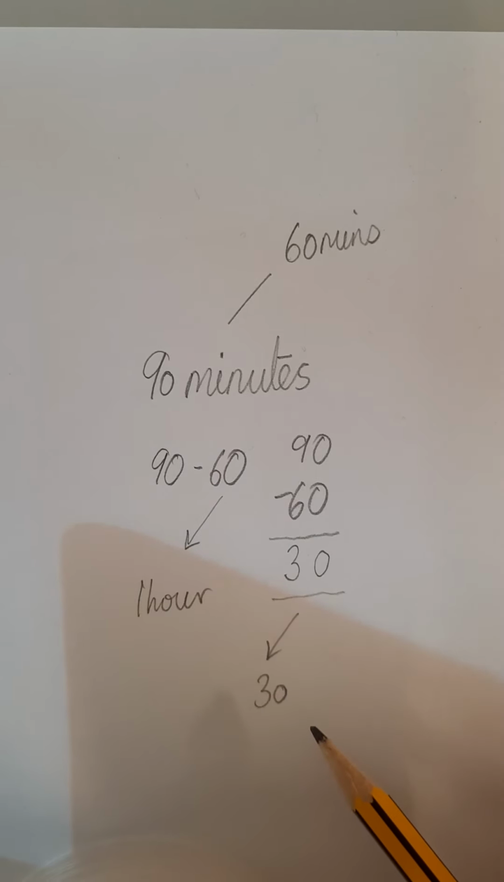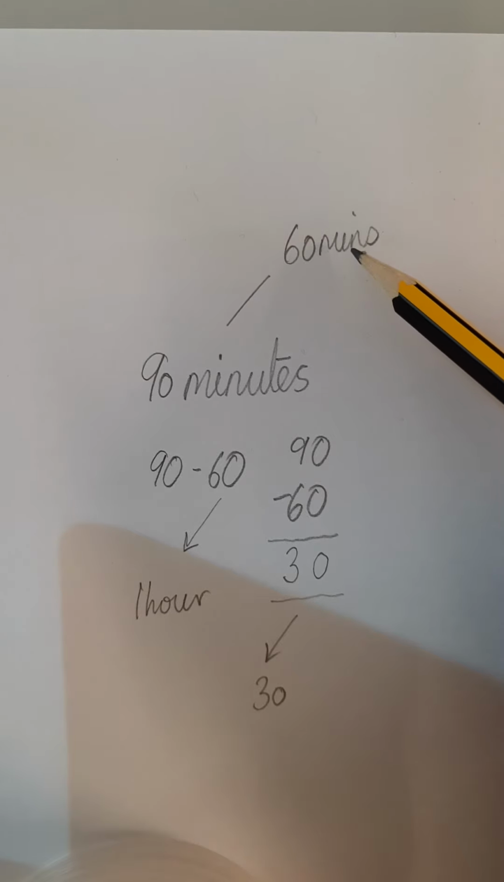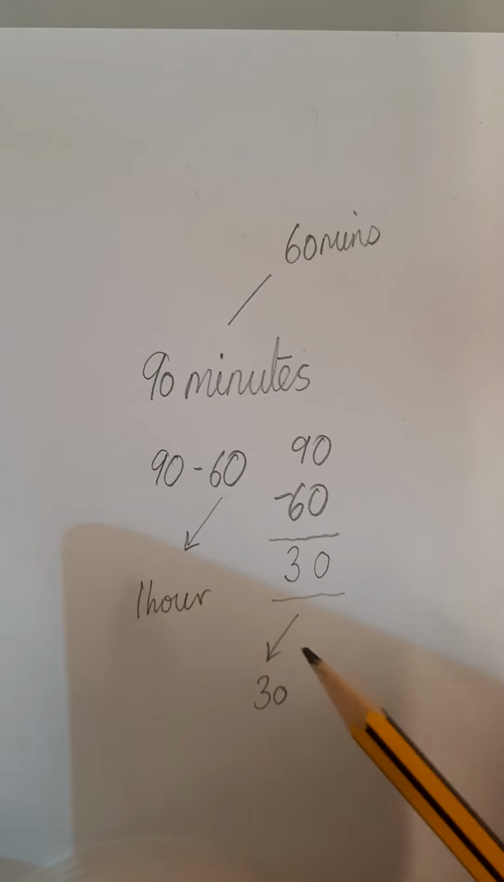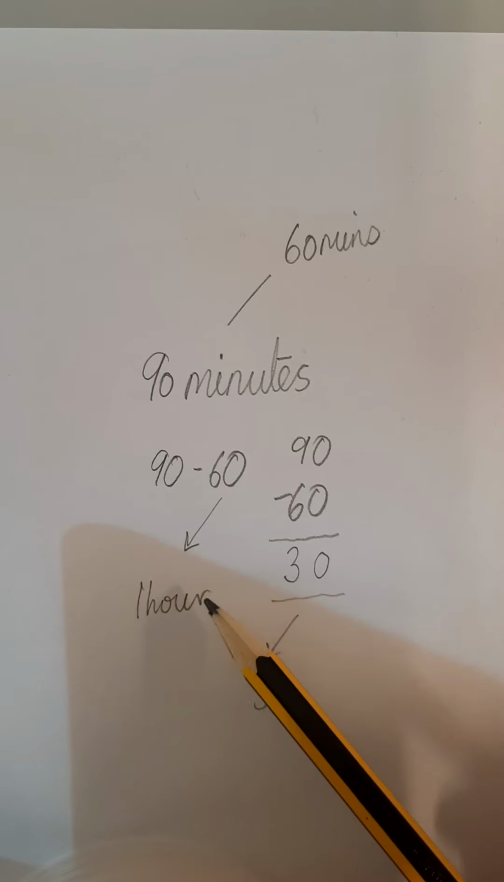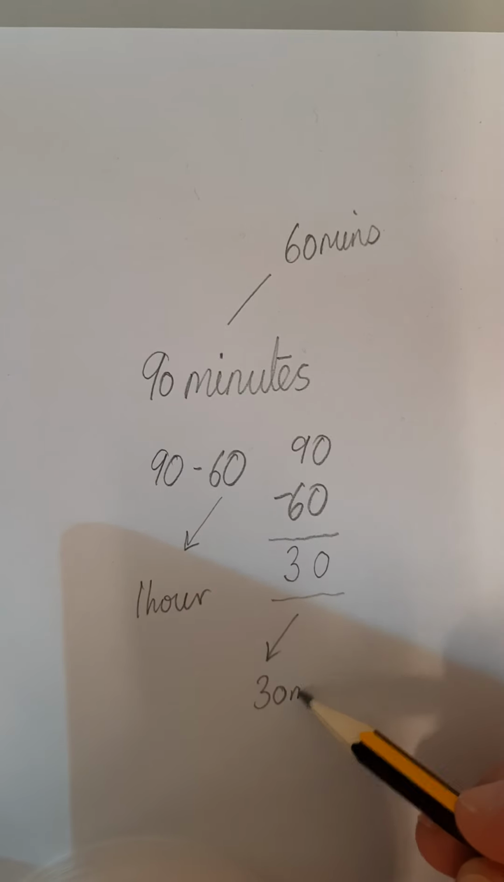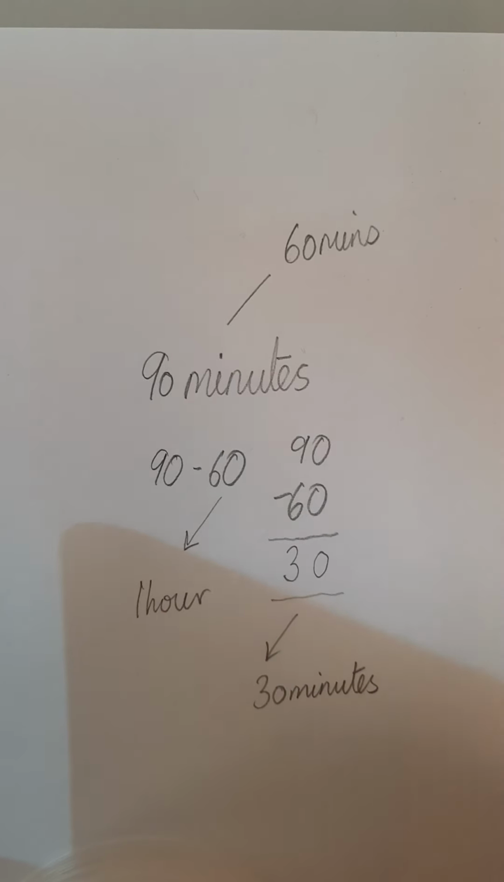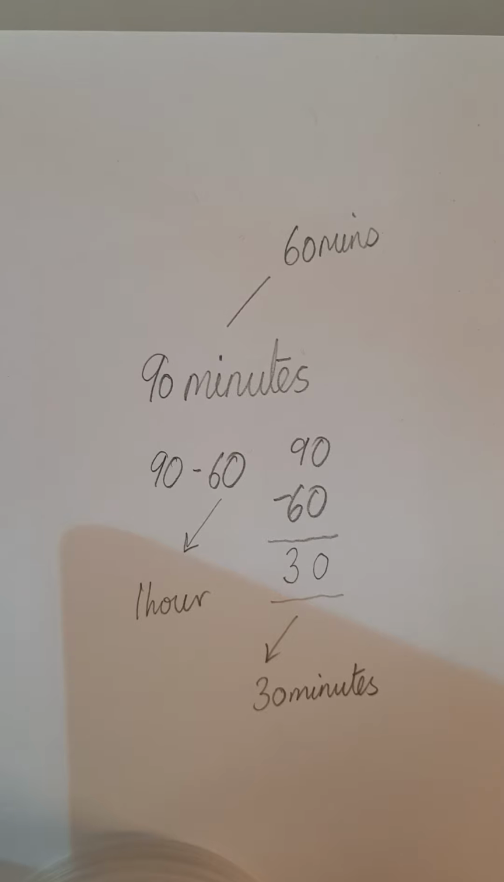Now 30 is not enough to make an hour, which is 60 minutes. So we will have to accept the fact that our answer would be 1 hour and 30 minutes. So by using a method that we know already, we've been able to work that out. Let's have a look at another one.